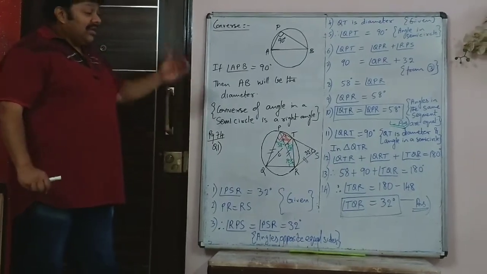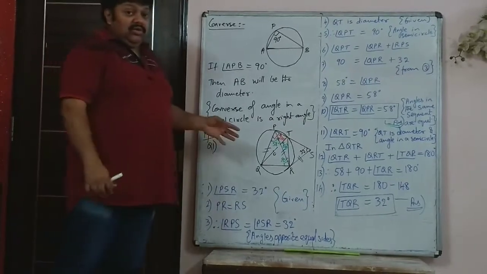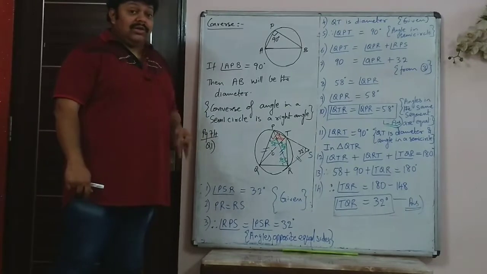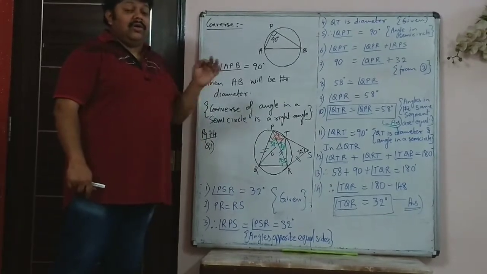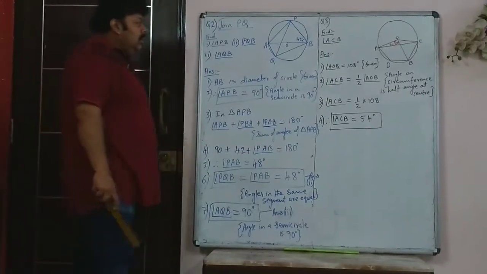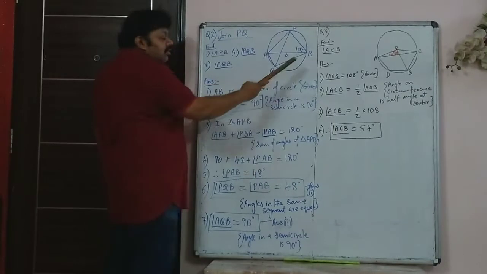Please ensure that all this is written carefully, neatly in the notebooks. You write all this in the notebooks. In maths, especially in this chapter, without writing and practicing, you will not be able to do the sums. Do that. Now in this second sum, you are asked angle APB, which is very simple.